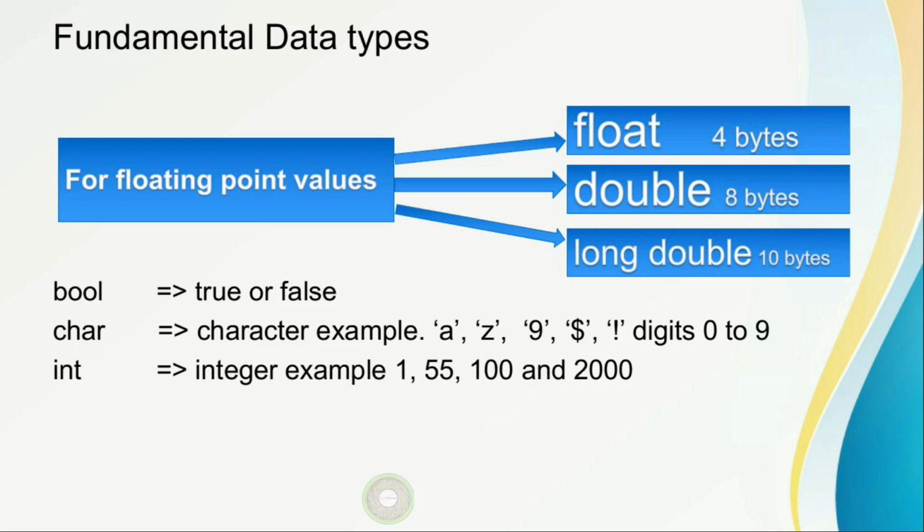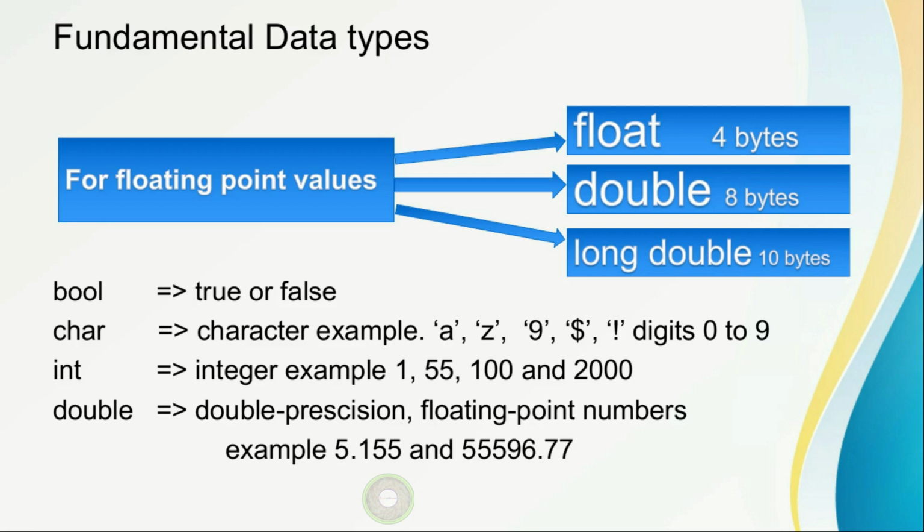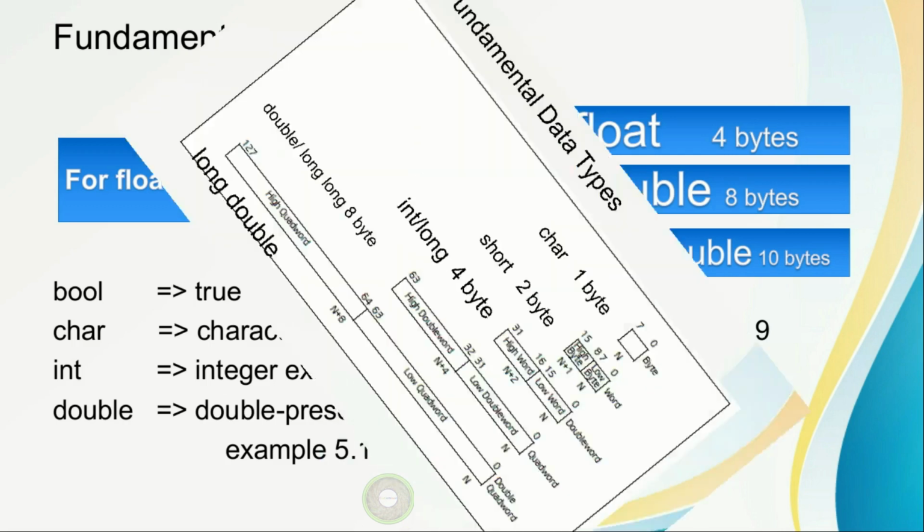So next one is integer. Integer examples: 1, 55, 100 and 2000. Any whole number is called an integer. And double is double precision floating point numbers. And what are floating point numbers? As you can see, a floating point is 5.155, where you put this period or dot here, or 5596 or 77. So if you're counting currency, counting dollars and cents, you use floating point numbers. But if you don't want this, you can go for double, but double is for huge numbers.